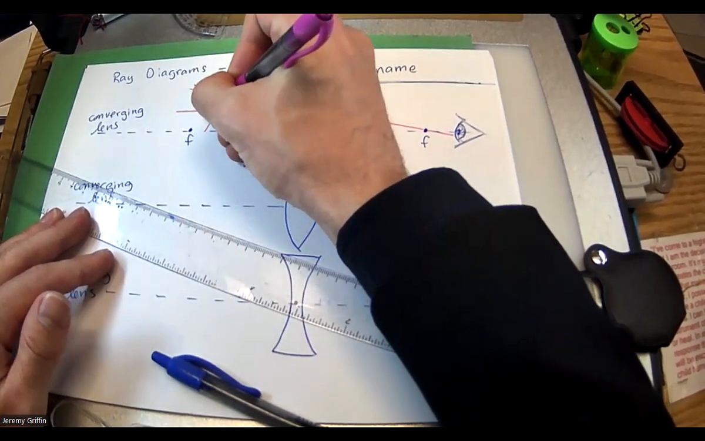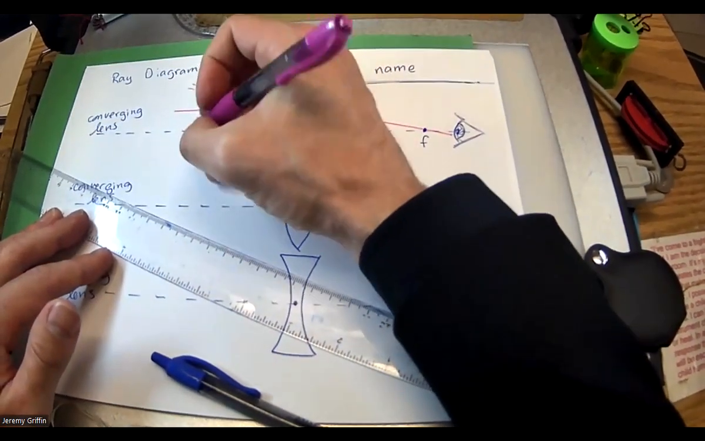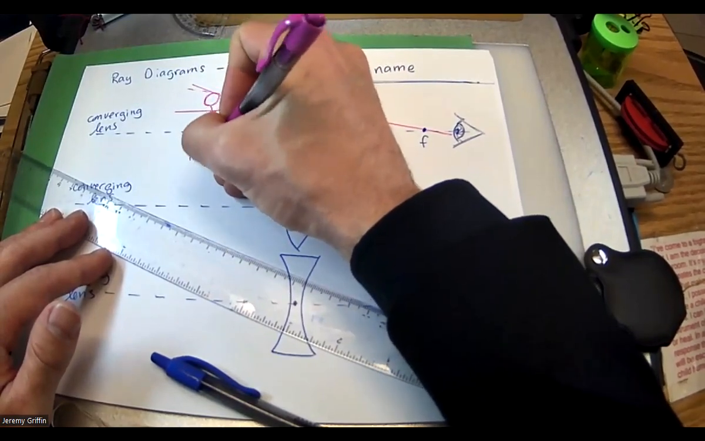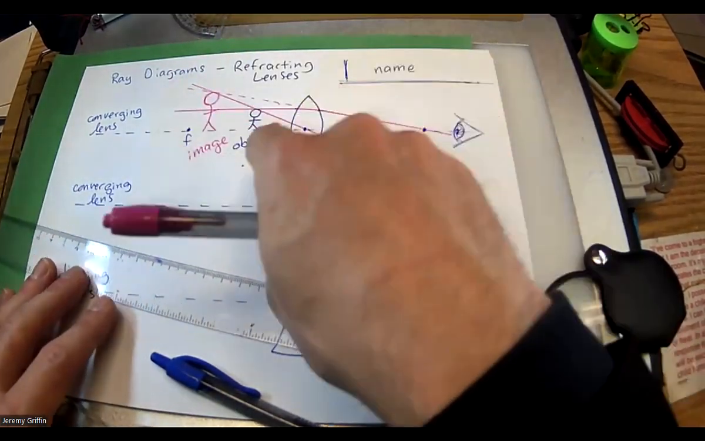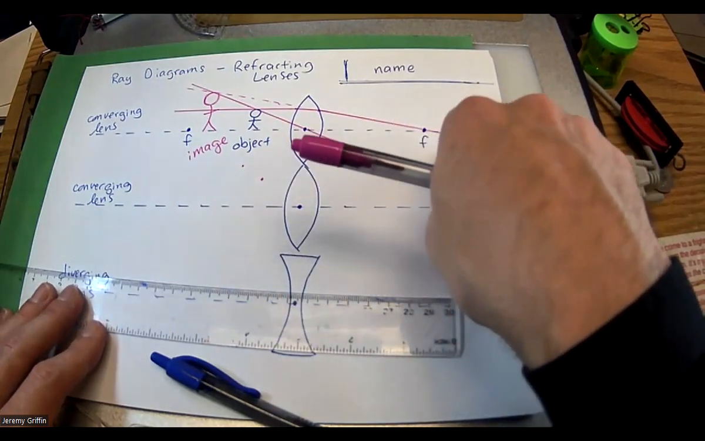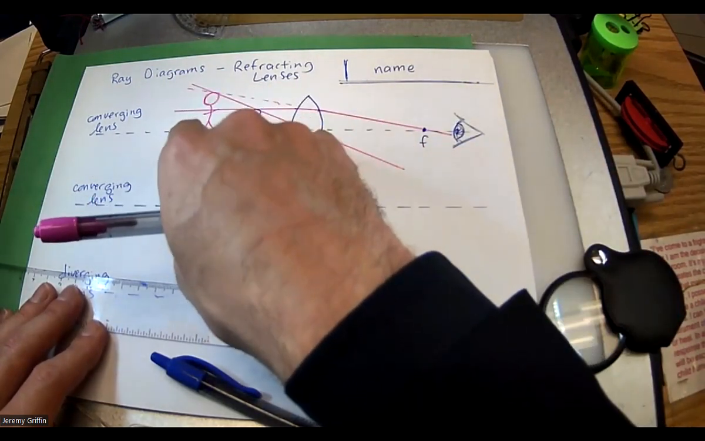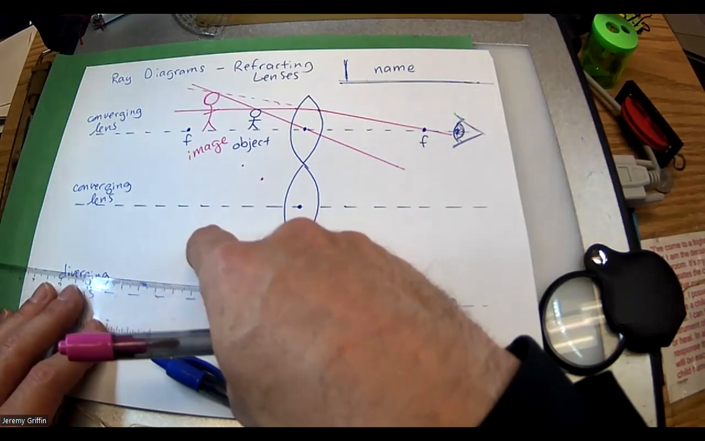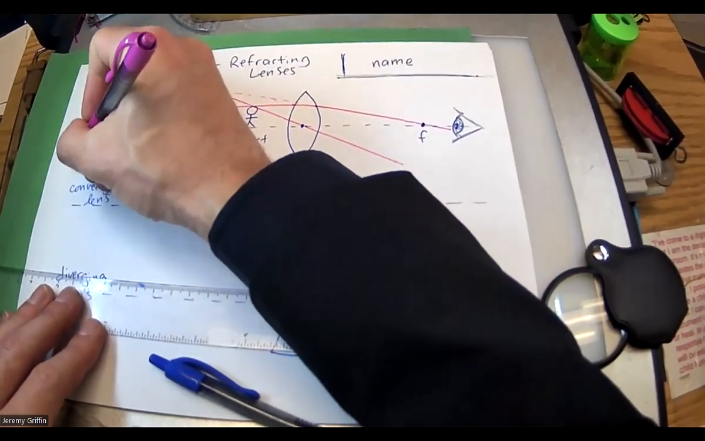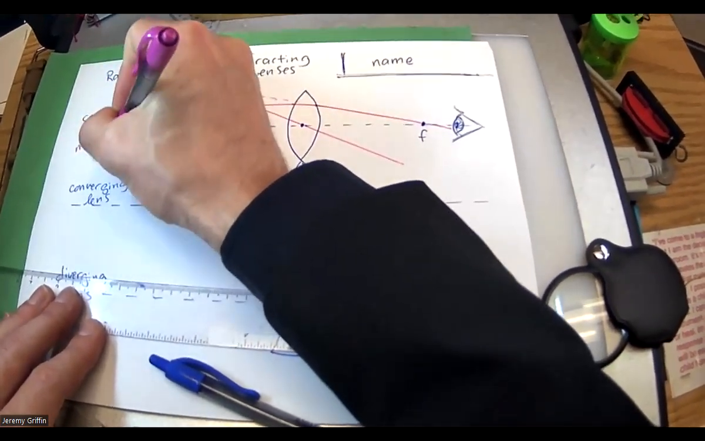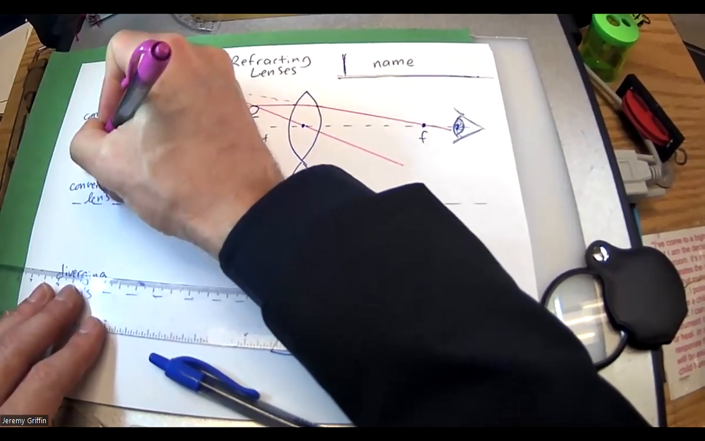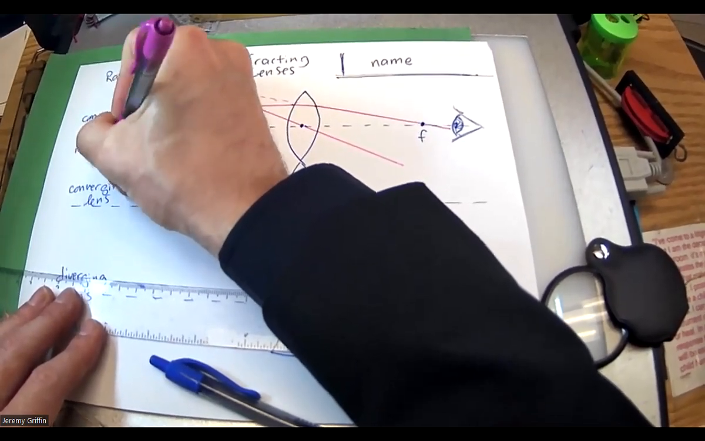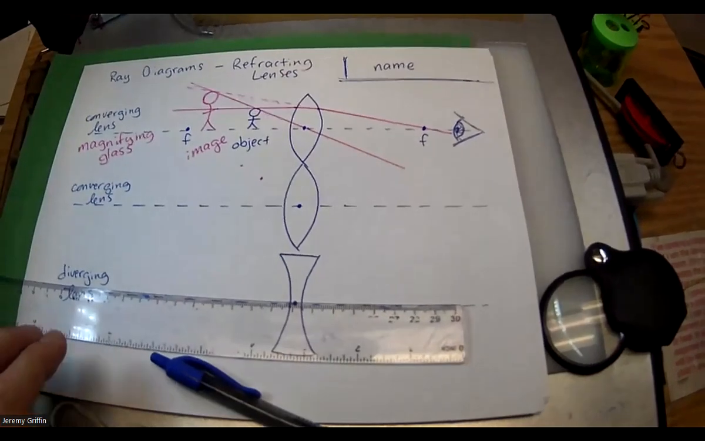Put his feet on the floor, just like we've been doing all along, like yesterday. Image right there. Hey, that is a magnifying glass, isn't it? Because this observer views an object that's blown up really big. That's a magnifying glass. I'm going to label that magnifying glass.